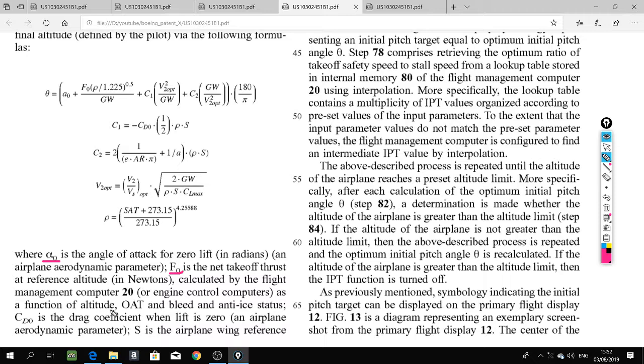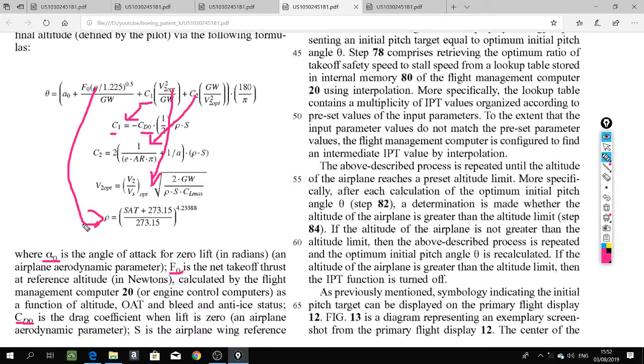And then you have the bleed and anti-ice status, the temperature. CDO is the drag coefficient, which is a factor here, and this again C1 is here, right? So inside this formula, these terms are big formulas in their own right. C1 is dependent on this, C2 is dependent upon this, V op 2 is this formula dependent on this, and the rho which is here is this.